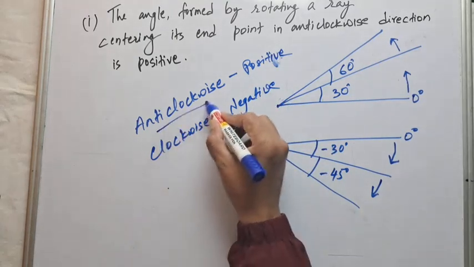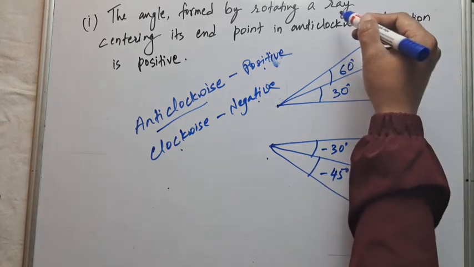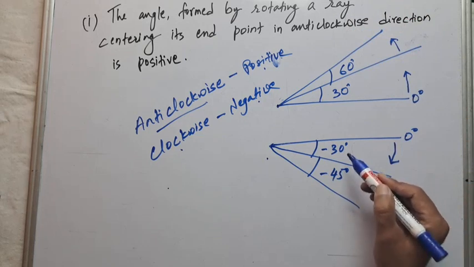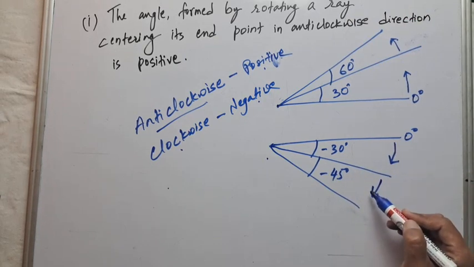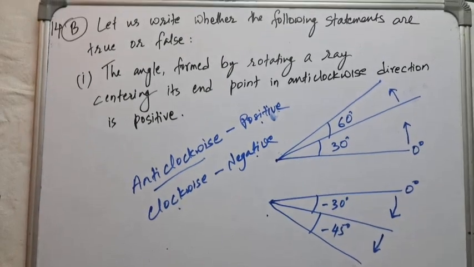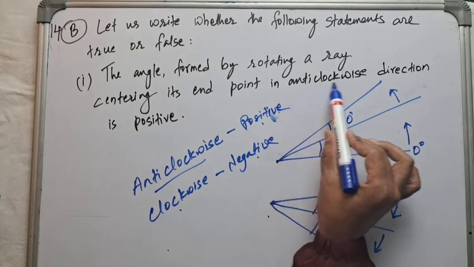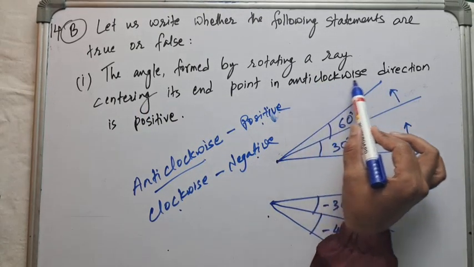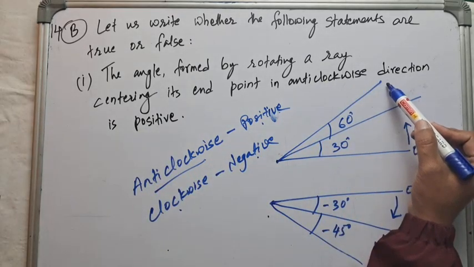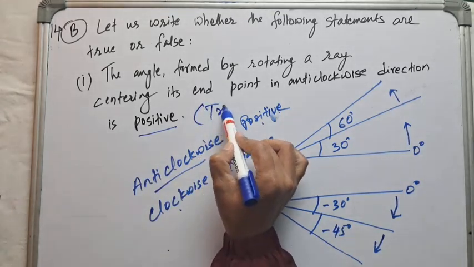Anti-clockwise, positive. Clockwise, negative. When we move the ray in anti-clockwise direction, angle formed is positive. When we move the ray in clockwise direction, the angle formed is negative. So in this question, the ray is moved in anti-clockwise direction, isn't it? So it must be positive, because when we move the ray in anti-clockwise direction, the angle formed is positive. So this is true.